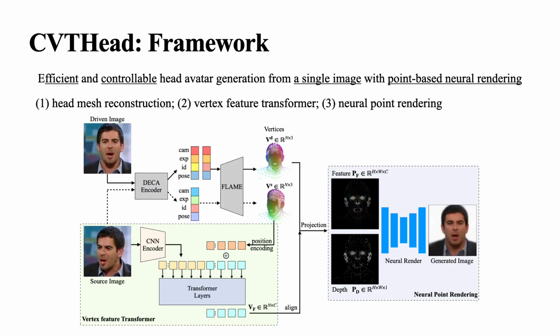Specifically, we propose the CVTHead, which performs efficient and controllable head avatar generation from a single image with point-based neural rendering. The CVTHead takes a source image for identity and appearance, and a driver image for expression and head pose as inputs, and tries to reconstruct the driver image during training time. In detail, it consists of 3 components, including head mesh reconstruction, Vertex-feature Transformer, and neural point rendering. In the next slides, I will go through them in detail.